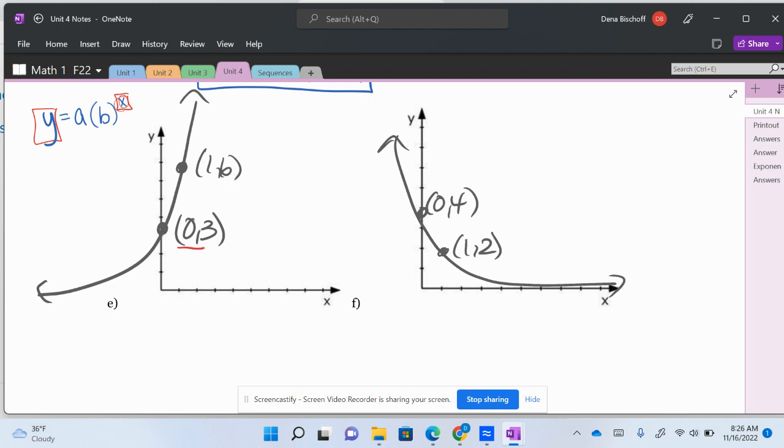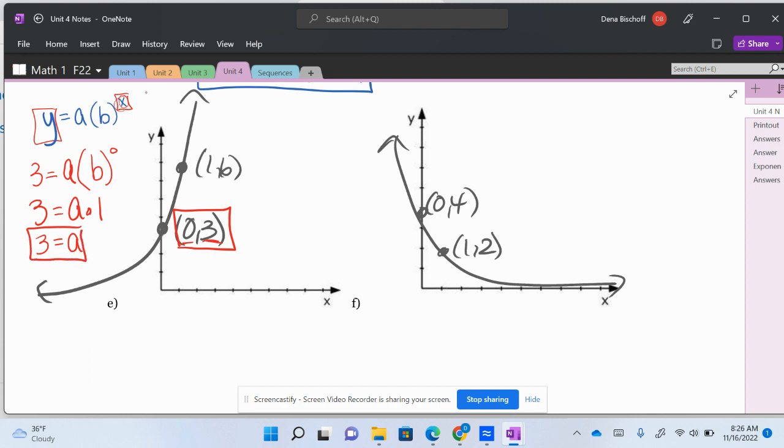What if I use this ordered pair right here? Let's fill that in. So this is my y value and this is my x value. So 3 equals my initial value times b to the power of 0. But b to the power of 0 is what? 1. So this says 3 equals a times 1, which means that 3 is my initial value. Does that make sense how we did that?